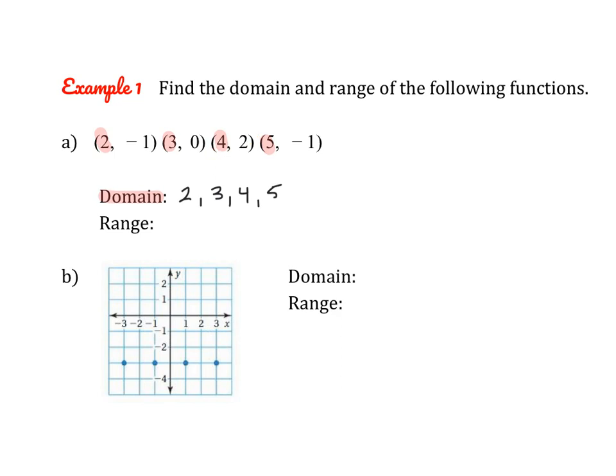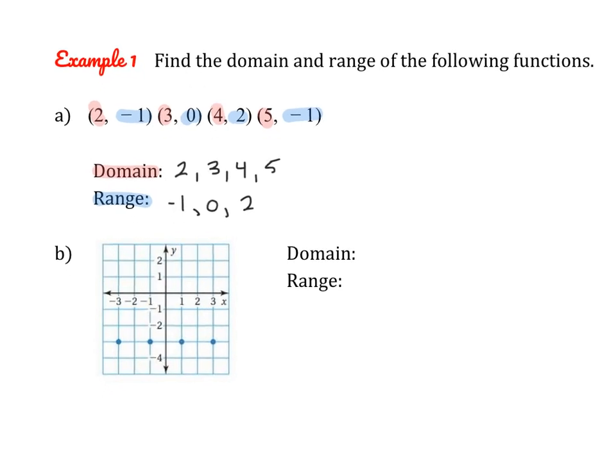Now remember, range is just all of the possible outputs or y values. So you literally just go through and list all the y values. You'll notice that our smallest number is -1, and it's listed twice. You only need to list it once. If you've listed it, you've said, hey, this number is part of my range. And then we have 0, and then we have 2. So those are all of the possible y values from this function. So the domain is just asking you to list the x values, and the range is asking you to list the y values.